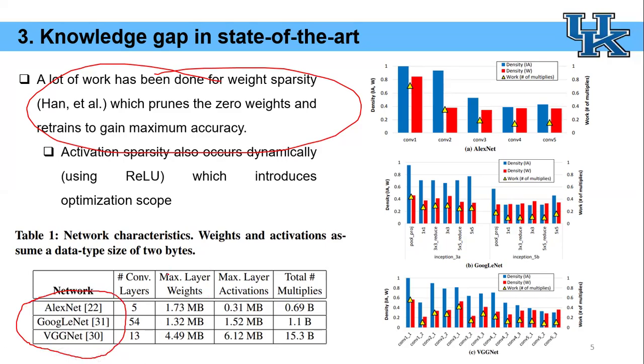So these are the conventional number of layers, the activations, the weights, and the number of multiplications that are required. As you see on the right hand side, we have three diagrams. That's the same for AlexNet, GoogleNet, and VGGNet. So let's look at the direction for now. The y-axis gives the density in terms of input activation and the weights. The blue one is input activation. The red one is the weights. Let's forget the triangle for now.